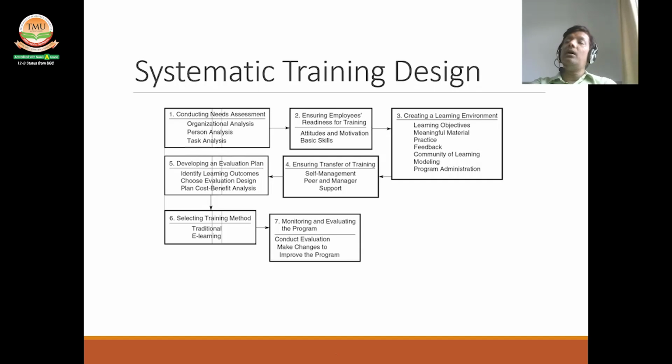Learning objectives must be there. Employees must be given particular learning objectives, that is, why we are making you learn these things. Meaningful material, proper material should be provided to them. Practice sets should be provided to them. Feedback should be taken, or we can say feedback sessions should be conducted. Community of learning, modeling, program administration. So these are the basic 7 points which should be kept in mind while you are designing any learning program.